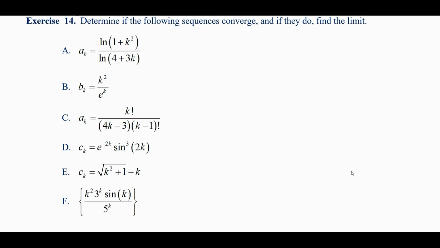The next one is e to the negative 2k power times sine cubed of 2k. The next one is c sub k is square root of k squared plus 1 minus k. And the last one is k squared times 3 to the k power times sine of k over 5 to the k power.